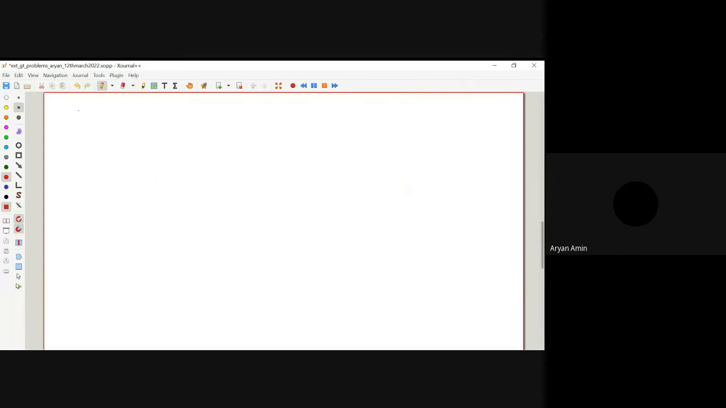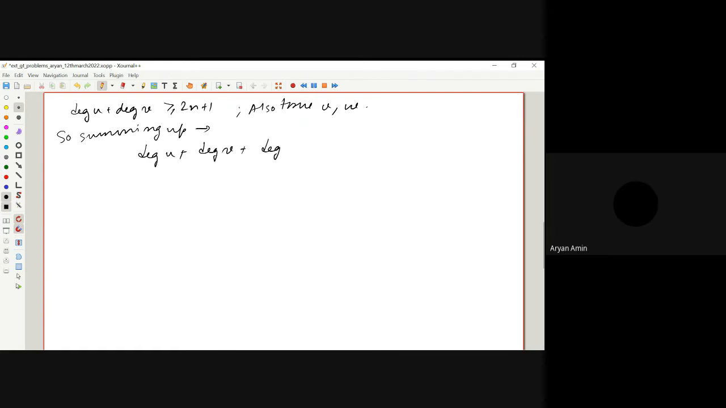Page after. So what this tells you is basically you have degree u plus degree v is at least 2n plus 1, right? And this is also true for v and w, right? So summing up cyclically and dividing by 2, this is going to give you degree u plus degree v plus degree w is at least (3n plus 3)/2. You just do the sum yourself, okay?